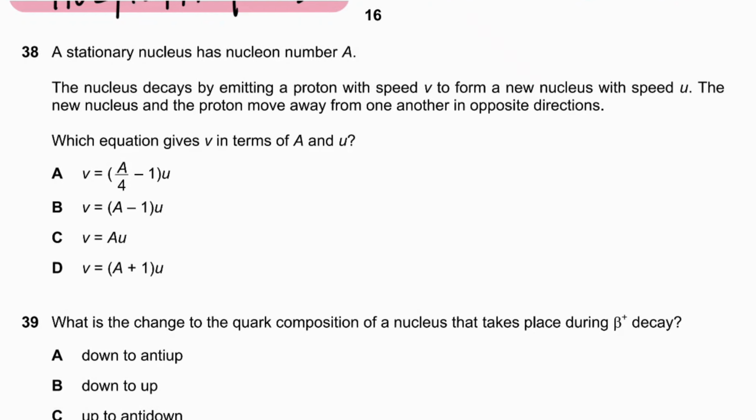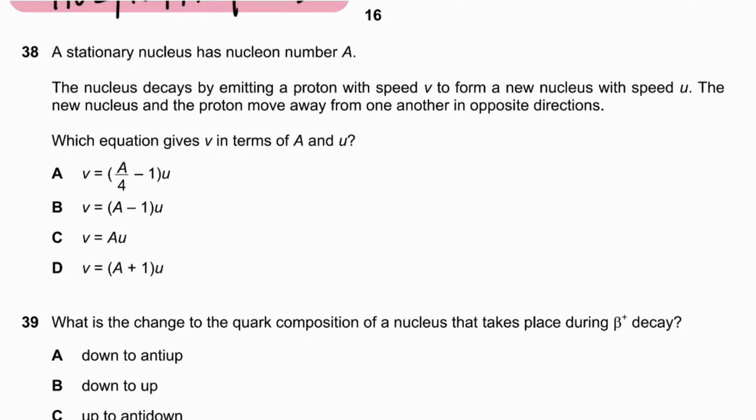A stationary nucleus has a nucleon number A. The nucleus decays by emitting a proton with speed v to form a new nucleus with speed u. The nucleus and the proton move away from one another in opposite directions. Which equation gives v in terms of A and u?